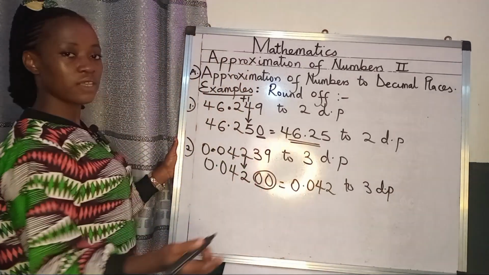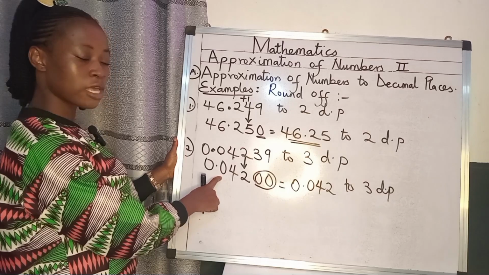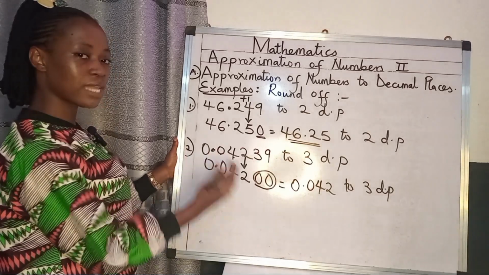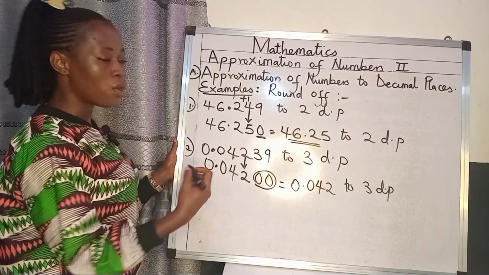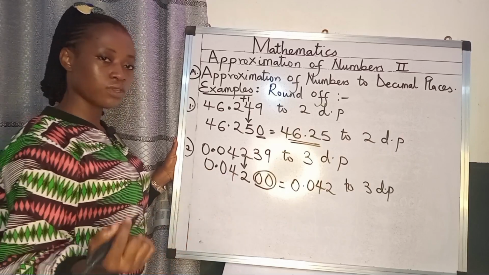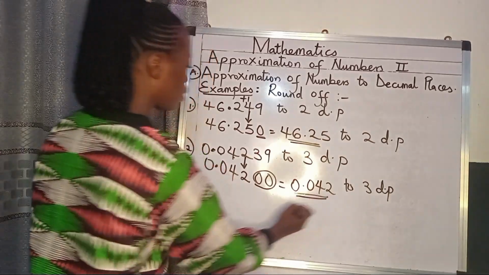Now if it is significant figures, this 0 is not important, but because you are talking about decimal places, then you have to include this 0. Don't worry, when I teach you about significant figures, you get to understand better. So this becomes my final answer.